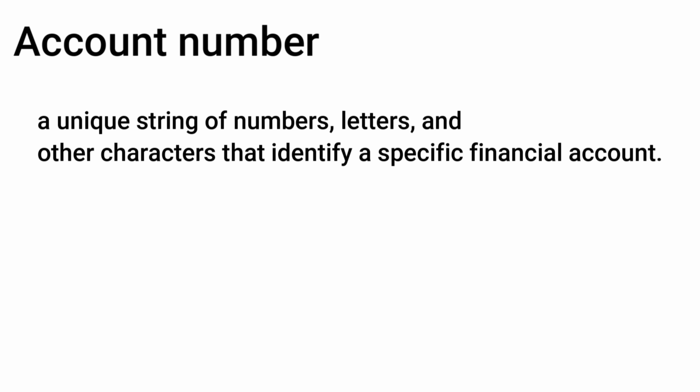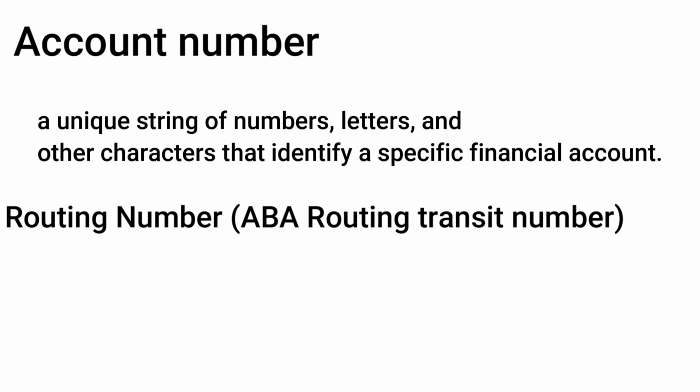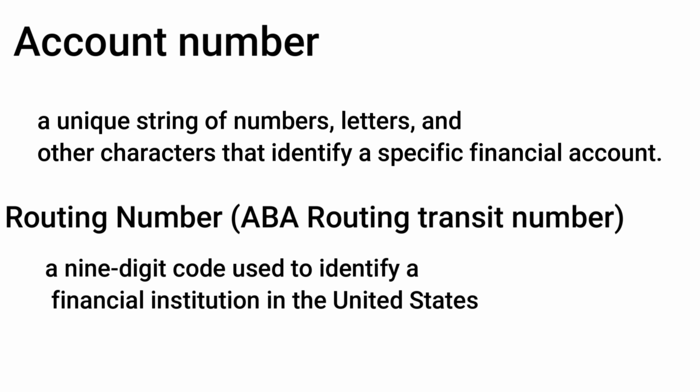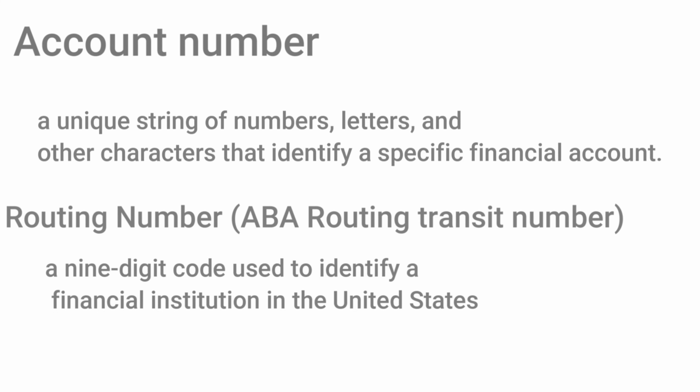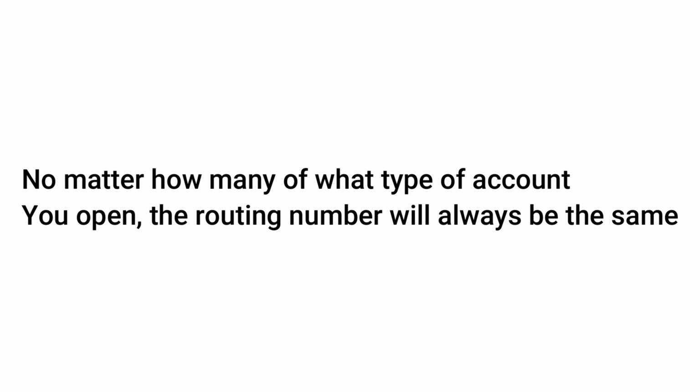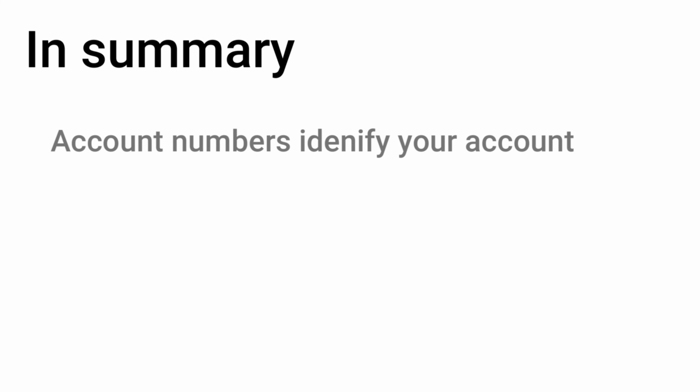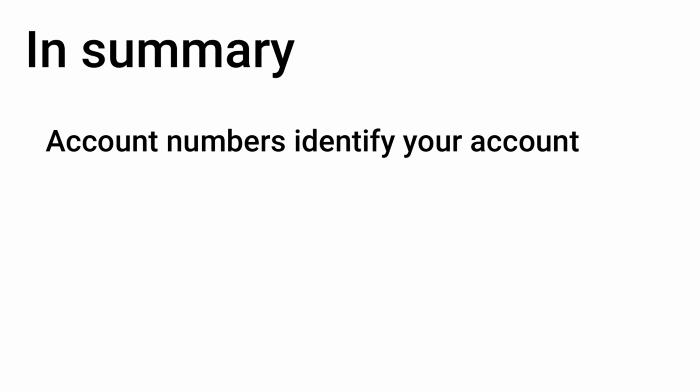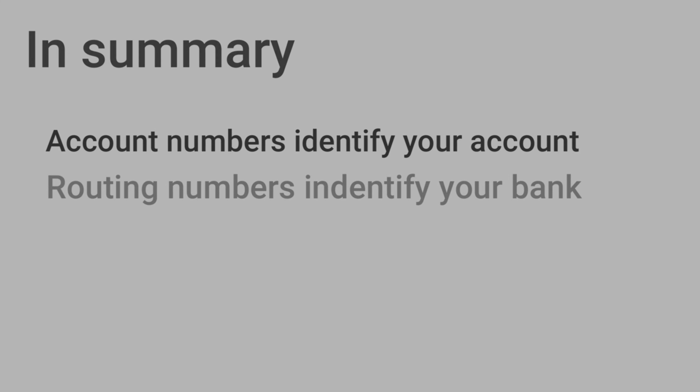The account number is a unique string of numbers, letters, and other characters that identify a specific financial account. Bank accounts also have routing numbers. A routing number, also known as an ABA routing transit number, is a 9-digit code used to identify a financial institution in the United States. Because the routing number identifies the institution, no matter what type of account you open, the routing number will always be the same. In summary, account numbers identify your specific account, while routing numbers identify your bank.